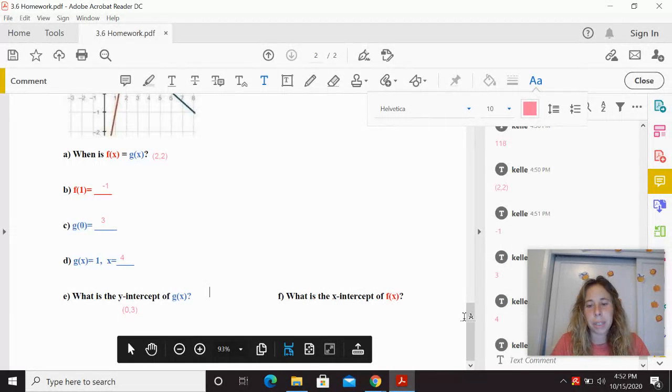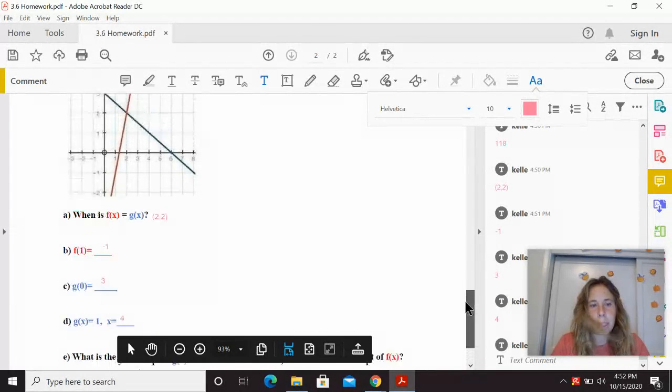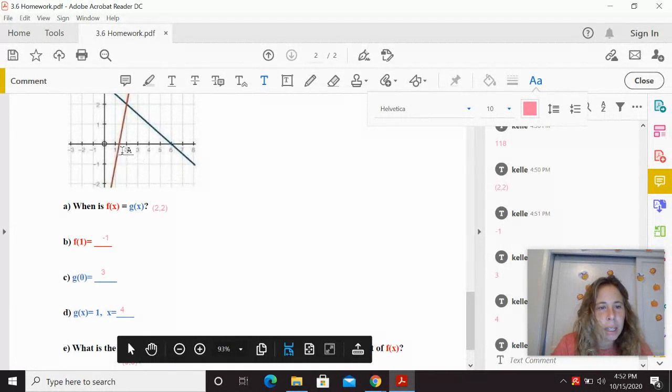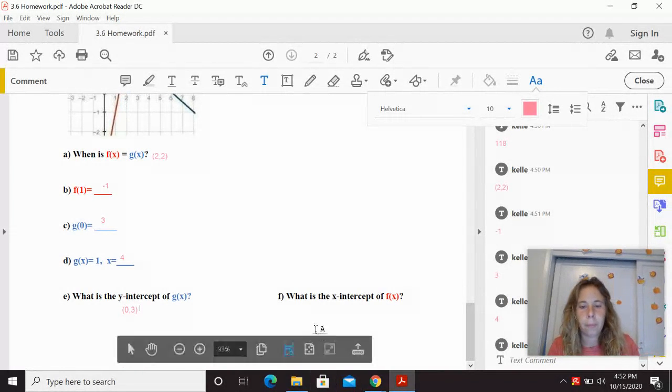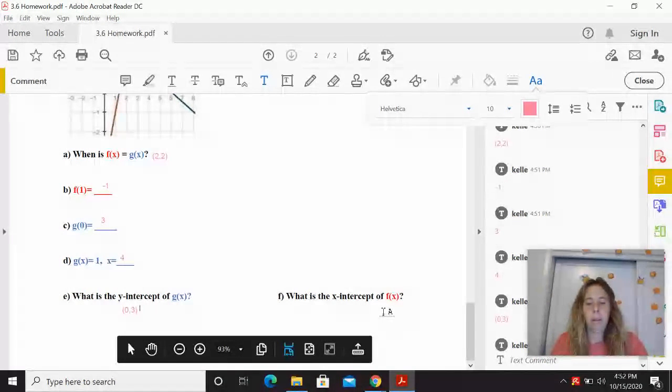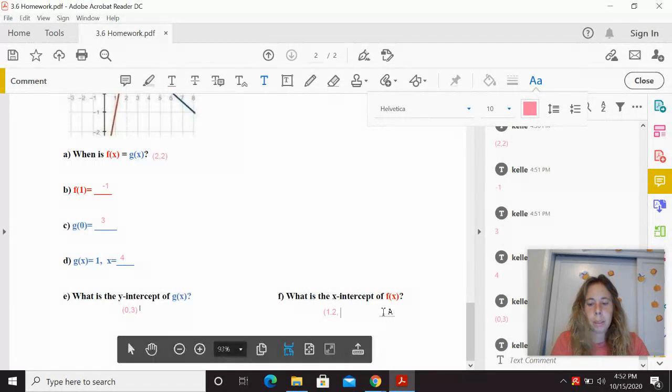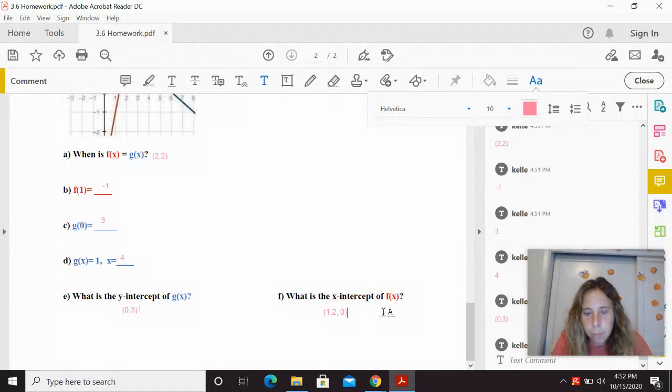What is the x-intercept of f of x, of the red line? Where does it cross the x-axis? Right here. So somewhere between 1 and 1.5. I'm going to say 1.2. 1.2, and y is 0. There you go.